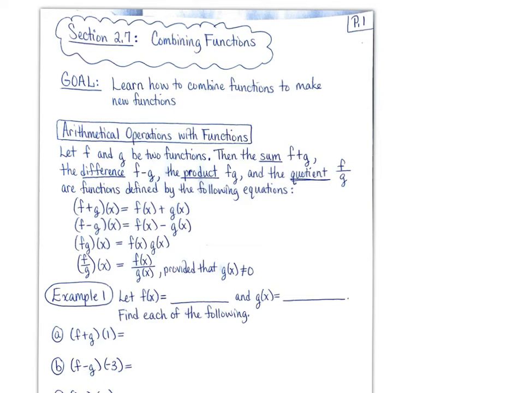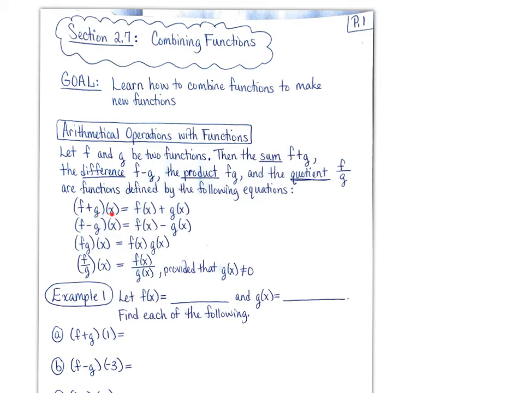Section 2.7 is about combining functions. So what we're doing is we're taking old functions and finding ways to algebraically create new ones, okay? So, some arithmetical operations with functions. Suppose f and g are two functions. Then the sum, f plus g, the difference, f minus g, the product, f times g, and the quotient, f over g, are functions defined by the following equations.